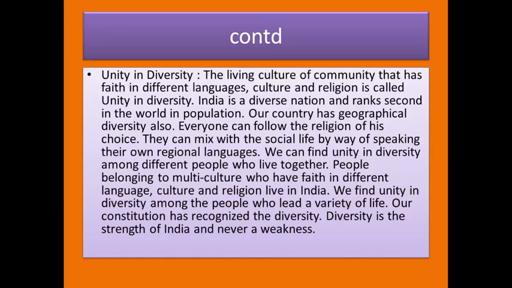So even if people of different races, cultures, or ranks live in our country, and their social or economic life is different, their regional life or language is different, and they follow different faiths, different cultures, religions, in spite of this, the people live in unity in India. This is known as unity in diversity.